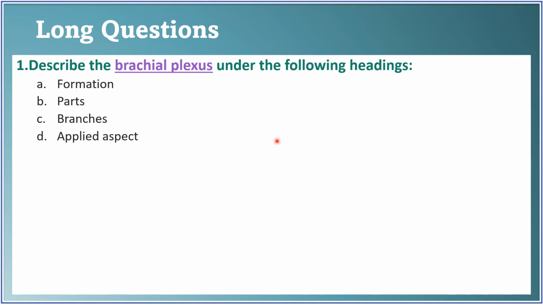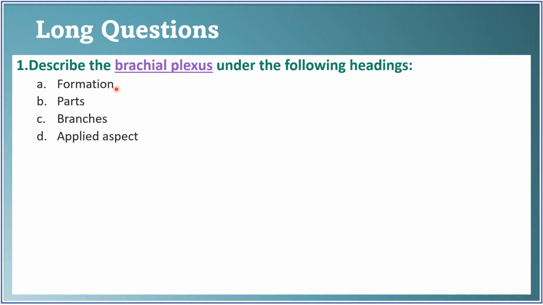Let us begin with the long questions. Which type of long questions can be asked from upper limb? The first thing is a very important topic, that is the brachial plexus. The question can be in this form: describe the brachial plexus under the following headings. Nowadays we are giving this kind of structured question, but earlier the question could have been: describe the brachial plexus in detail. Even if that is asked, you are still supposed to answer under these parts.